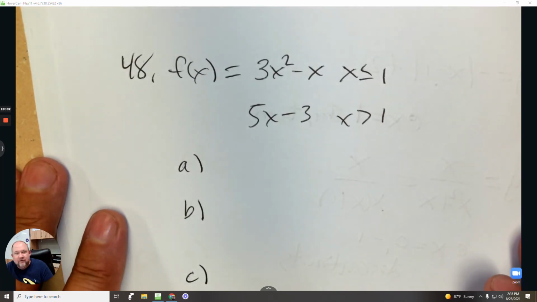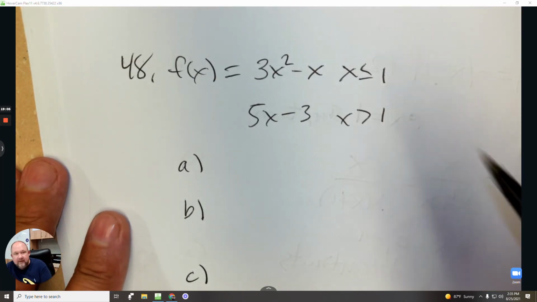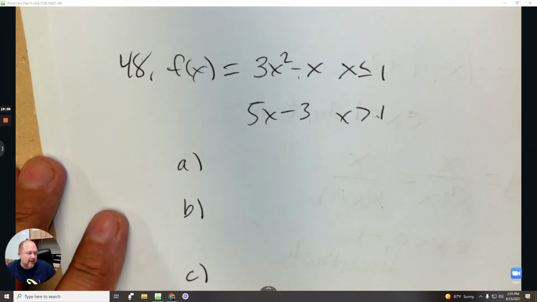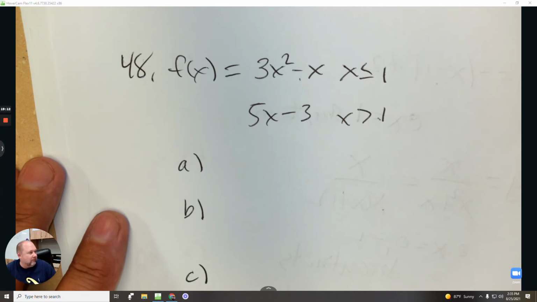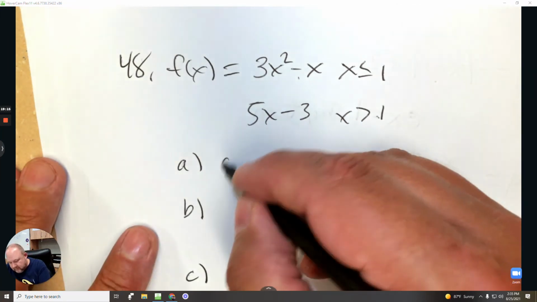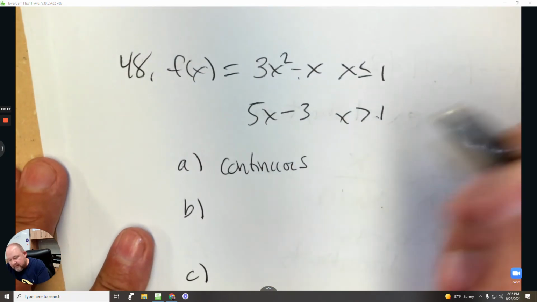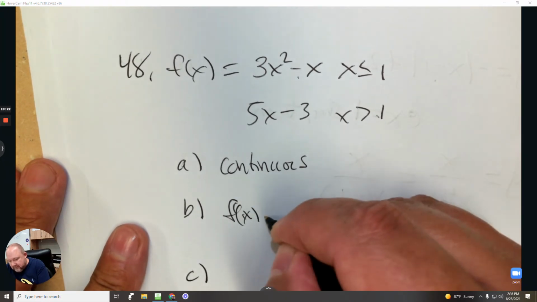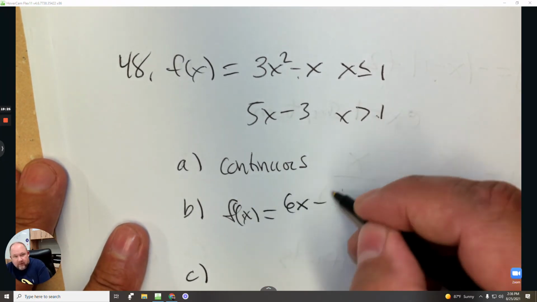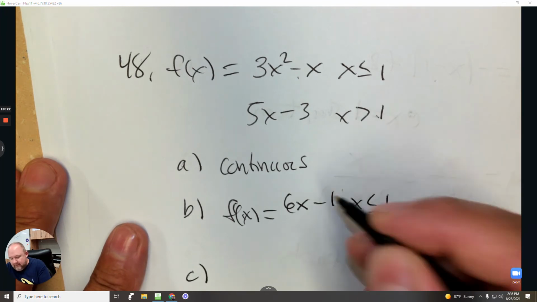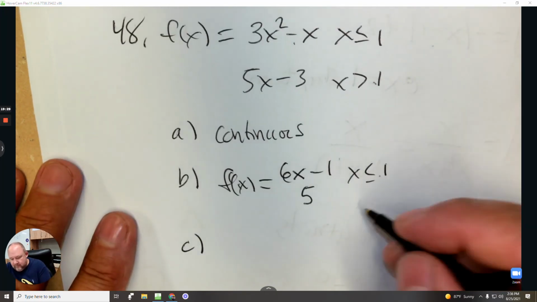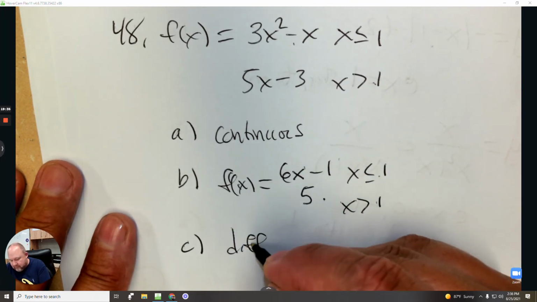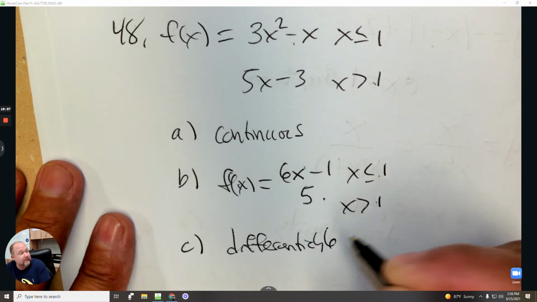First, you have to find x values where there's a discontinuity. So if I plug 1 into the top, I get 2. I plug 1 into the bottom, I also get 2. So for 48, I see no discontinuities. It is a continuous function. For b, differentiate it. So just each piece. So that's 6x minus 1. And that's 5. And then, again, if I plug 1 into the top and 1 in the bottom, it's differentiable everywhere, because you get the same answer.